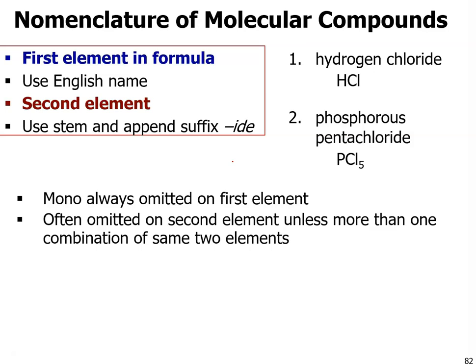And again, mono is often omitted in the second element unless more than one combination of the same 2 elements exists. So for example, carbon monoxide, we use monoxide because there is also carbon dioxide, which is present and readily available. If for example, carbon dioxide didn't exist, then we wouldn't use carbon monoxide. There's no hydrogen dichloride, that doesn't exist. So because that doesn't exist, we don't use that name, monohydrogen monochloride.